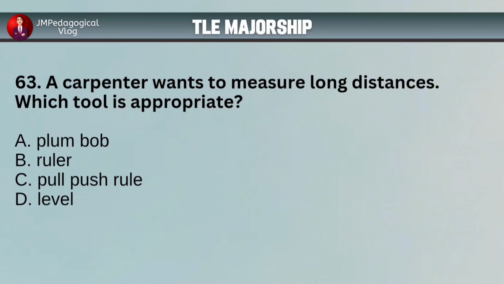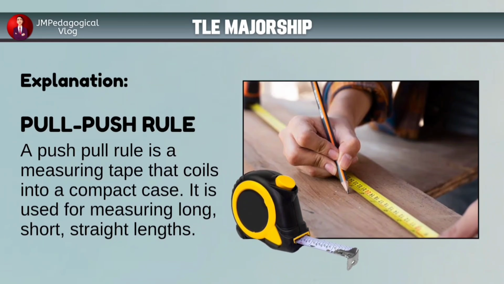63. A carpenter wants to measure long distances. Which tool is appropriate? A. Plumb bob. B. Ruler. C. Push-pull rule. D. Level. C. Push-pull rule. Explanation. A push-pull rule is a measuring tape that coils into a compact case. It is used for measuring long, short, straight lengths.